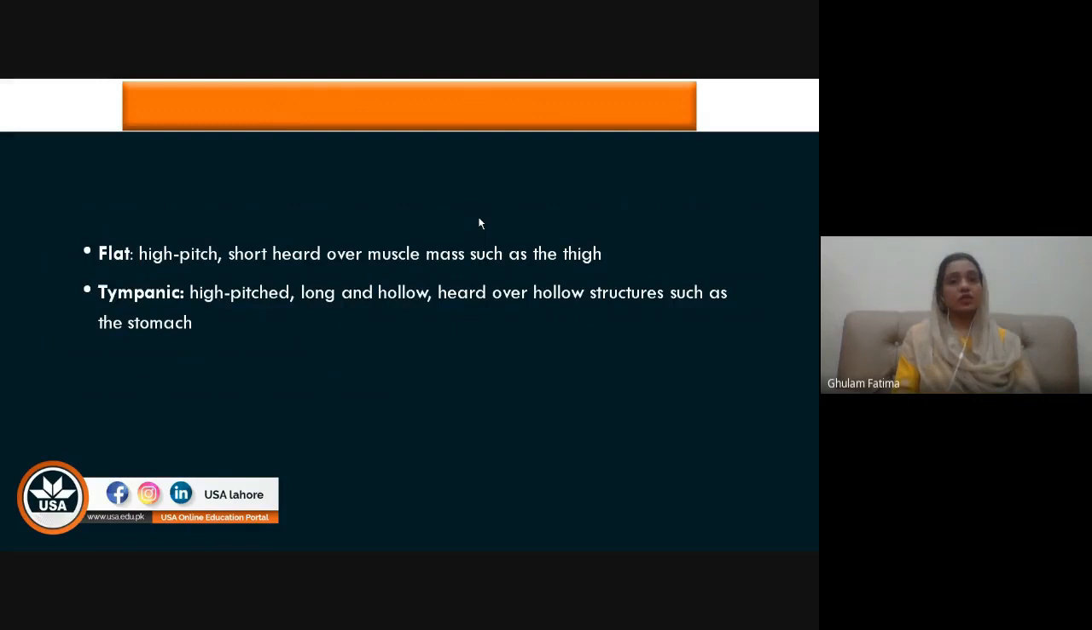Then there is a term called tympanic. Tympanic is high pitch, long and hollow. It is heard over hollow organs and hollow structures such as the stomach. If you percuss abdominal organs, over the stomach you can hear a percussion note that is called tympanic. It is high pitch, not that heavy, a bit shrill, and long, but still you feel a hollowness in the sound, and this is over hollow organs just like the stomach.